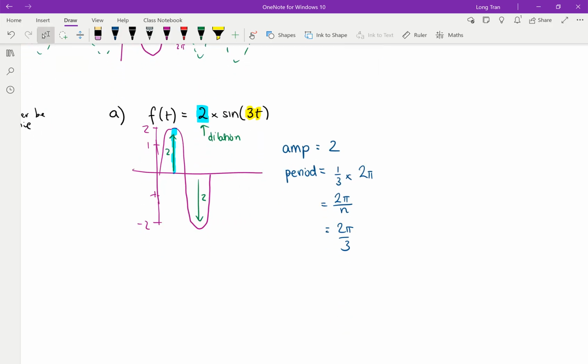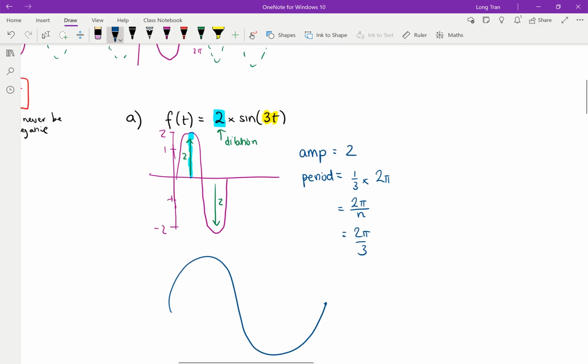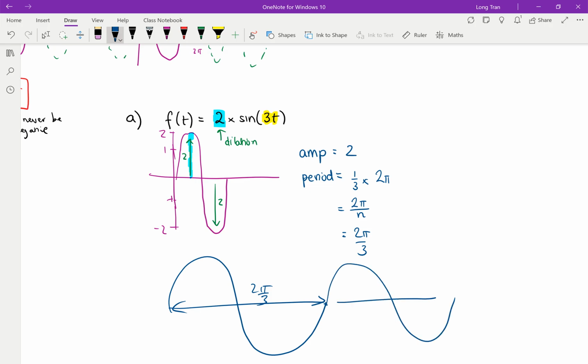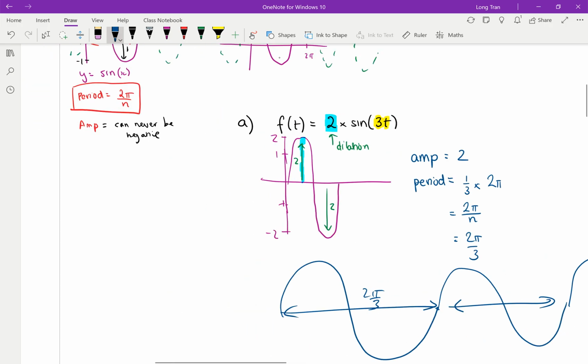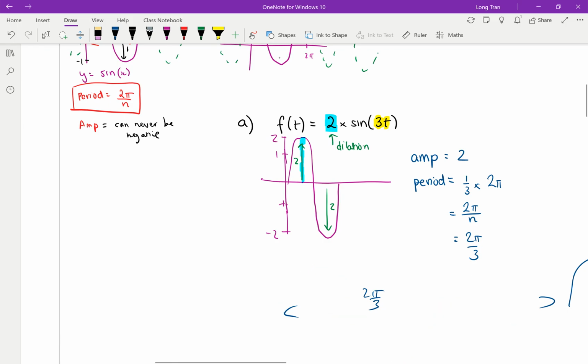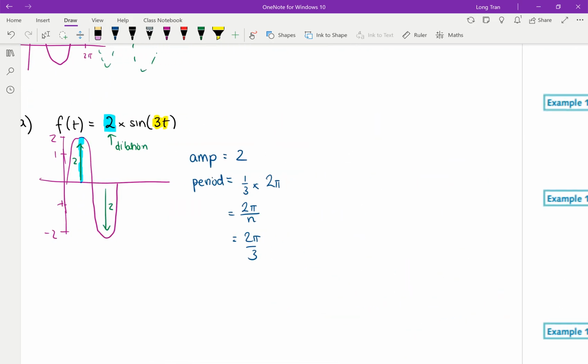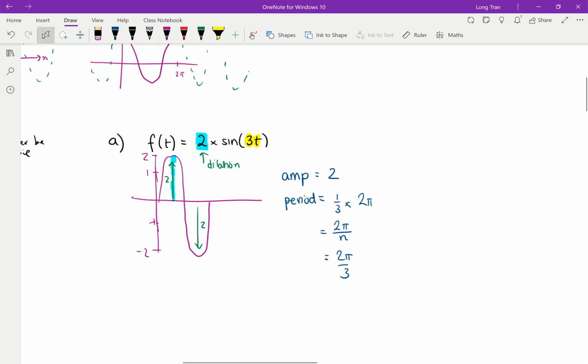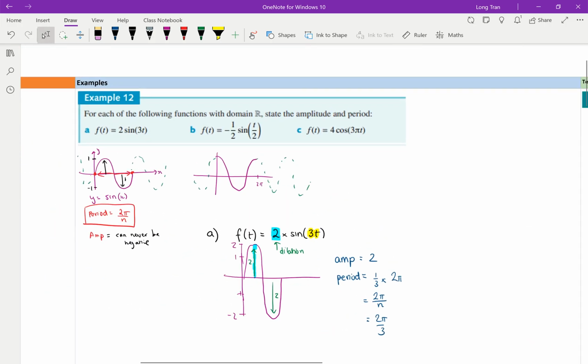Essentially, to do one full cycle of a sine graph, the distance from here to here is 2 pi on 3. Then you do another cycle, that's another 2 pi on 3, and another cycle, that's another 2 pi on 3. That's essentially what a period means. Hopefully that helps you understand what the question wants you to look at. We now know the period is 2 pi on 3 and the amplitude is 2.